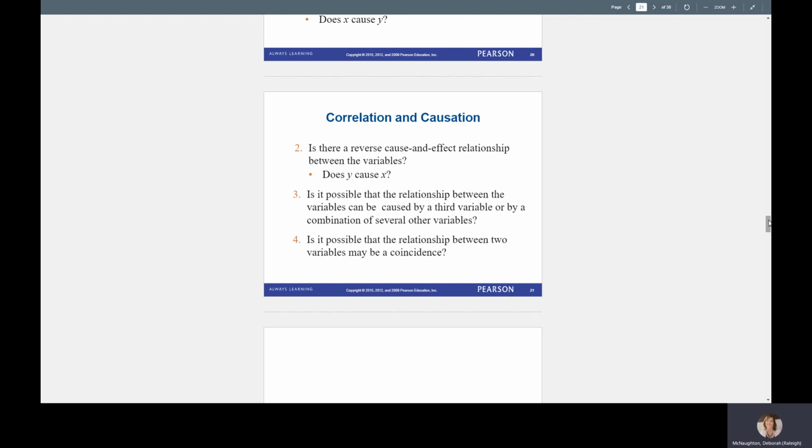Is there a reverse cause and effect relationship between the variables? Maybe Y actually causes X, because it doesn't matter whether X causes Y or Y causes X. When you see significant linear correlation, it doesn't tell us which variable is the independent variable and which is the dependent variable, so that could be arbitrary. And then, is it possible the relationship between the variables is caused by a third variable or even a combination of several other variables? Or is it just a coincidence?